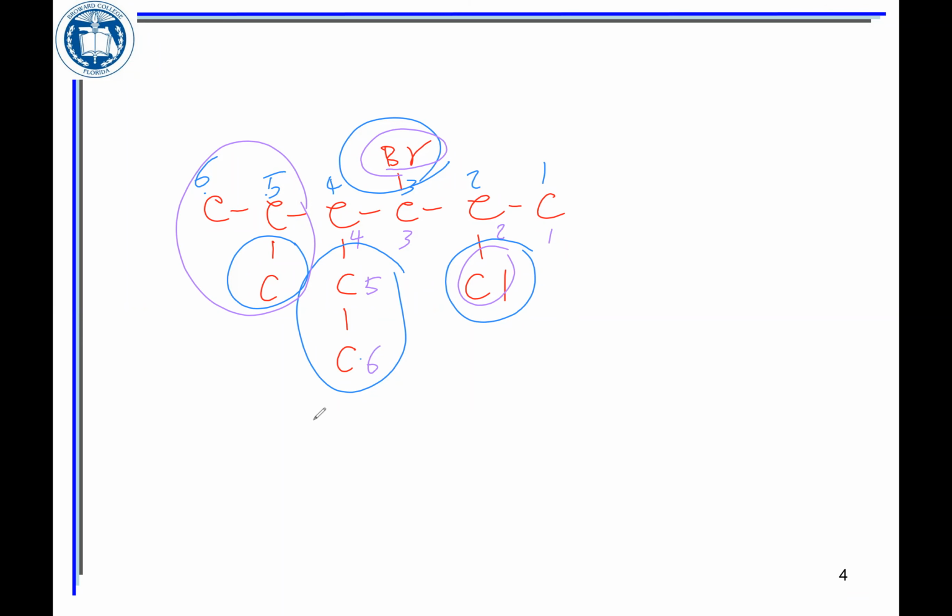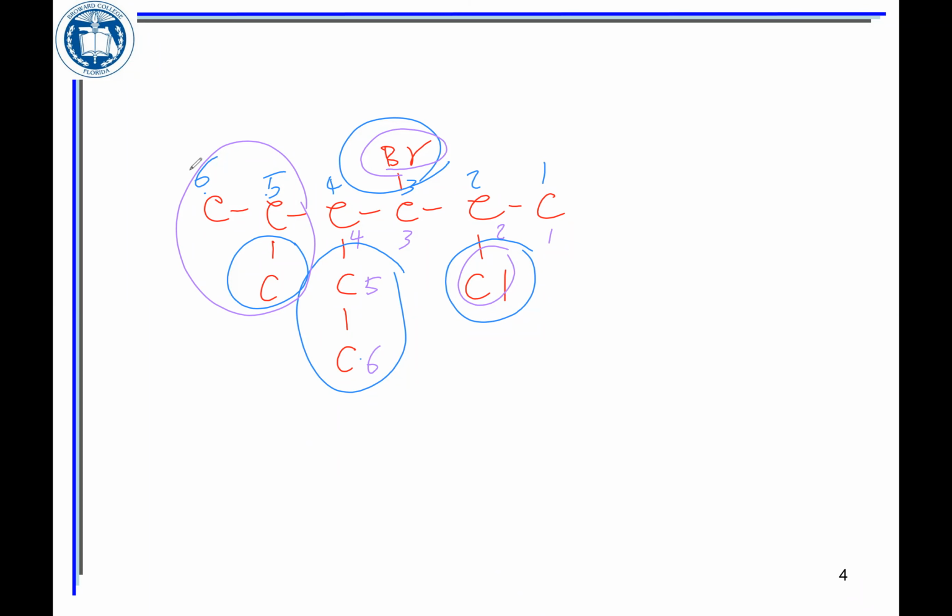Longest carbon chain, lowest number set, greater number of branches. Please keep that in mind. Every time we learn a new family, we learn a new rule, so you have to remember and build on it. You just don't want to forget the basics. Longest carbon chain, smaller number set, greater number of branches.